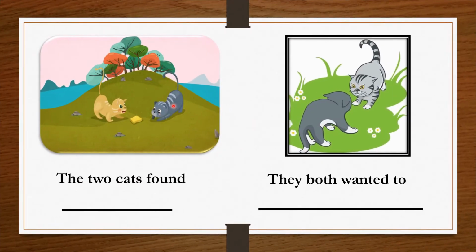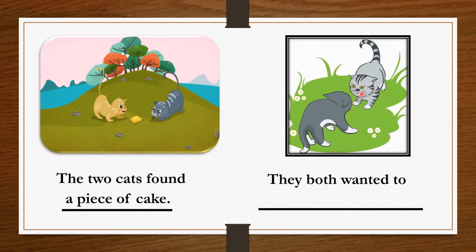Students, what do you see in this first picture? Yes, the two cats are there, and here the piece of cake is there, okay? So now I want you to complete these sentences with the help of pictures, okay? So let's start. The two cats found a piece of cake. Yes, as you can see in the picture. Next.